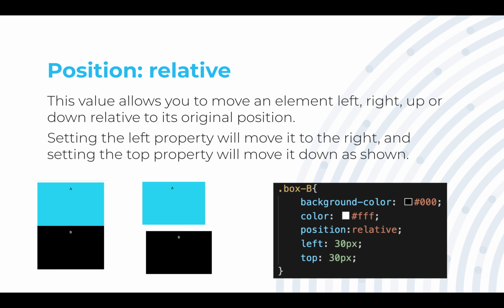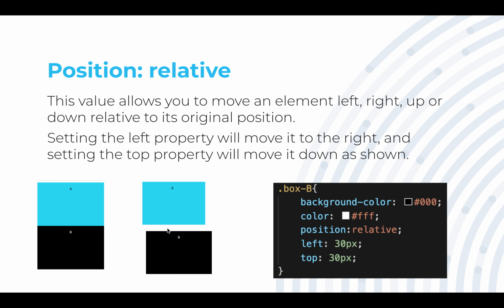Position relative. This value allows you to move an element up, left, right, or down relative to its original position. Setting the left property will move it to the right, and setting the right property will move it left as shown. So if you had left 30 pixels, it's going to take the left and then move it 30 pixels over.